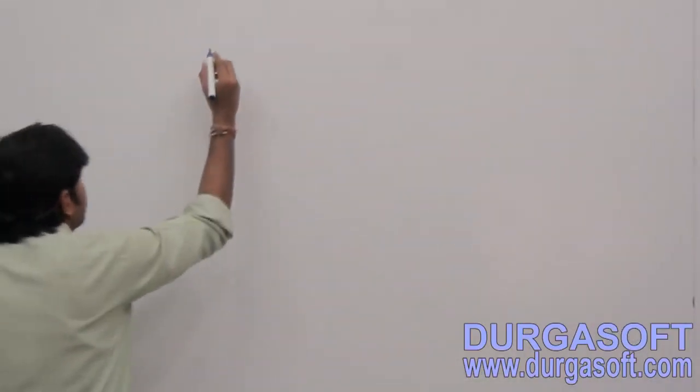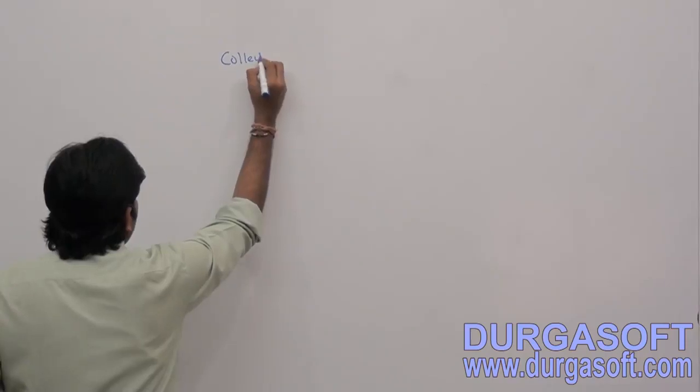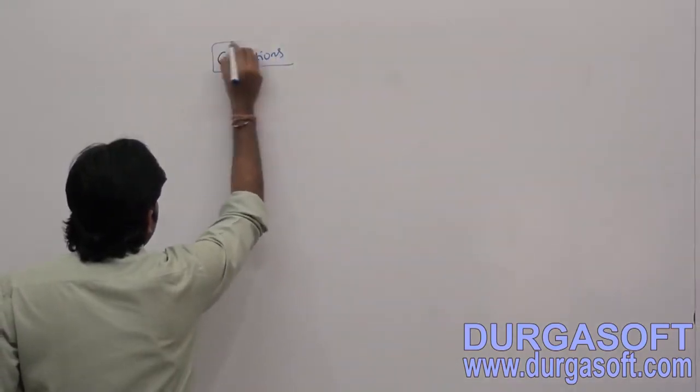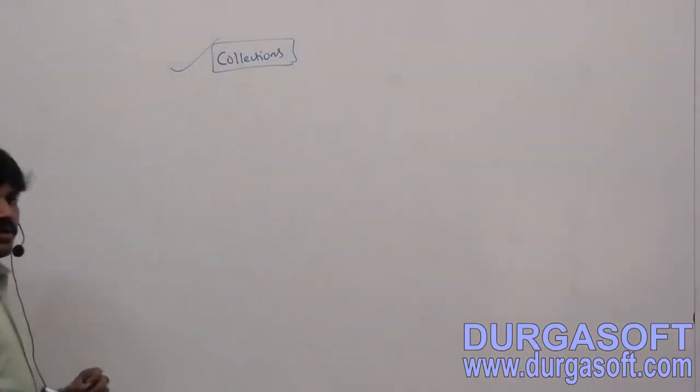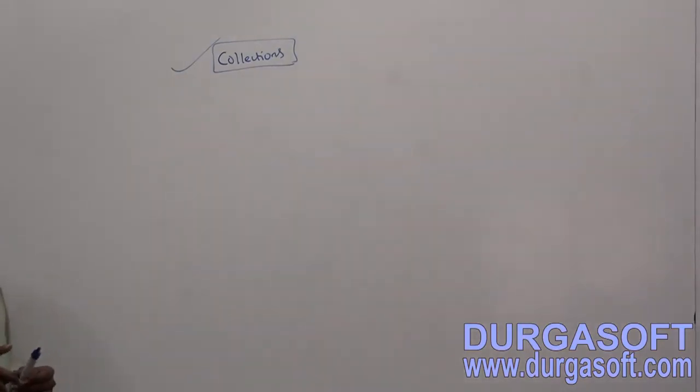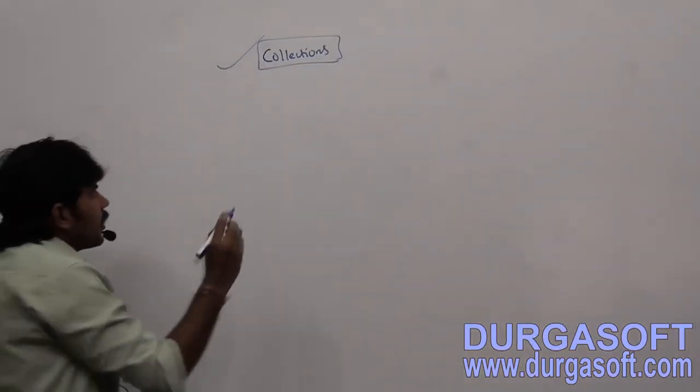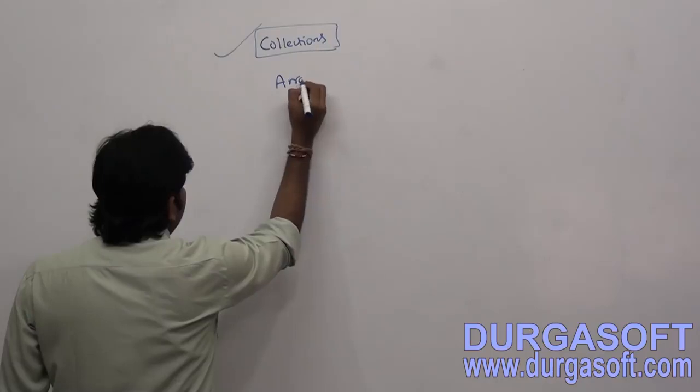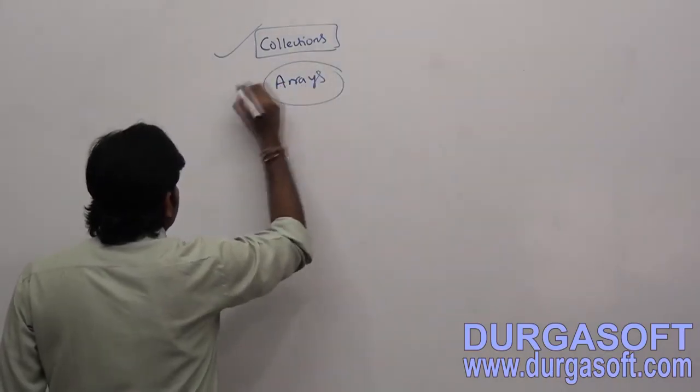So up to this we covered the Collections class. Are you getting? Up to this we covered what? The Collections class. Okay. Now the next topic we have to discuss: another utility class present in the collection framework is Arrays.